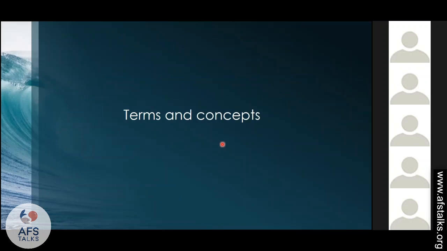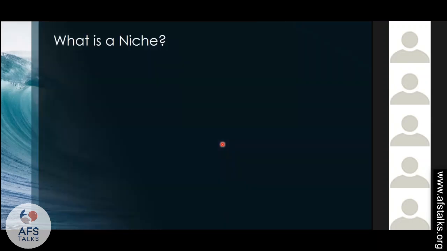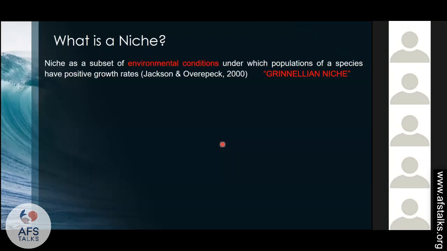And there are some terms and concepts behind SDMs. The first one is, what's a niche? Actually, there are a lot of definitions out there for the niche. We will go in chronological order. In 2000, a scientist called Grinnell described niche as a subset of environmental conditions under which populations of a species have positive growth rates. According to Grinnell, the Grinnellian niche is the space or habitat that is environmentally suitable for a species, a subset of environmental conditions.